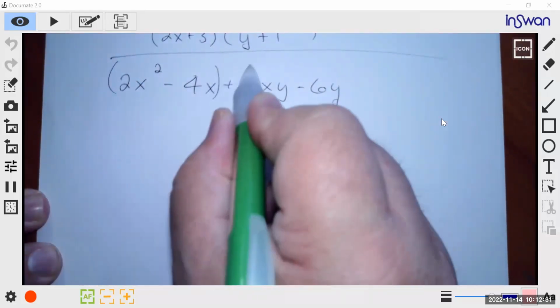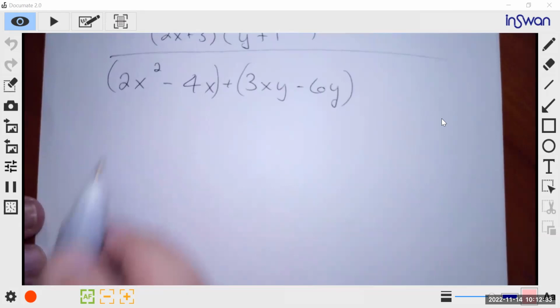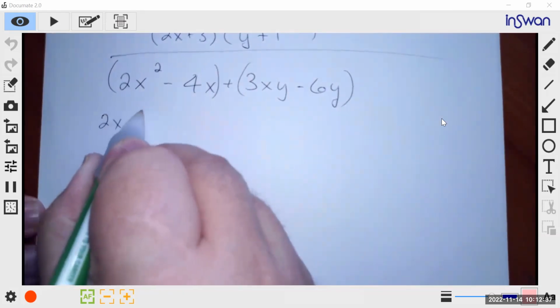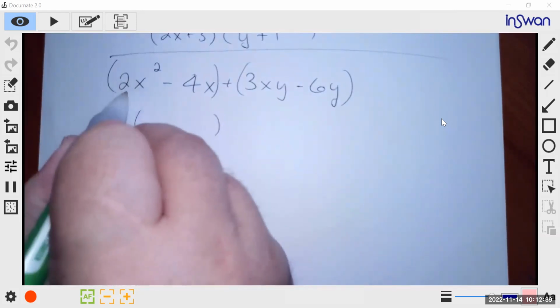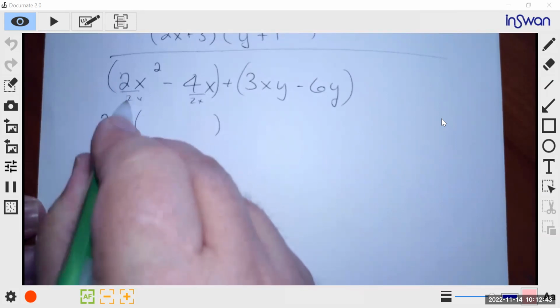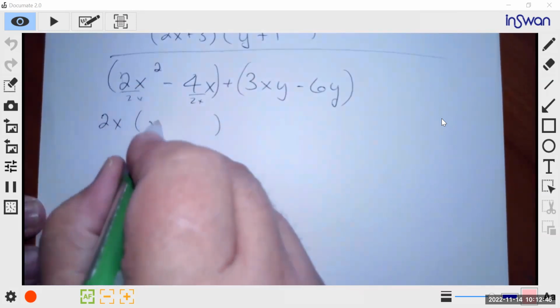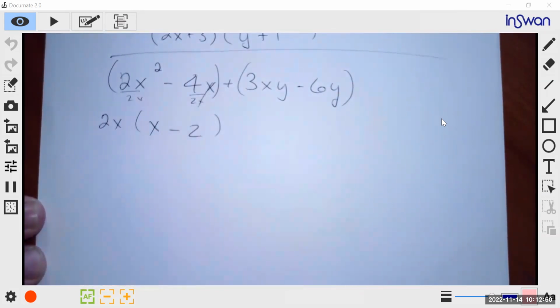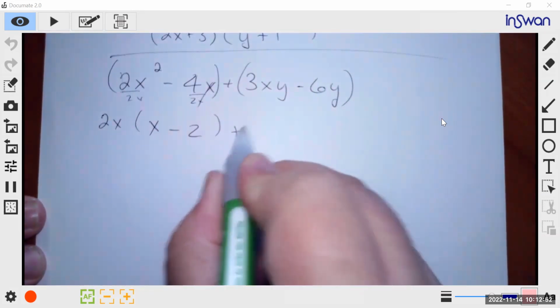So I put parentheses in the first 2 and the second 2. What does the first one have in common? So if I take out a 2x, if I divide both of these by 2x, the 2's are gone. x squared divided is this x. 4 divided by 2 is 2. The x's are gone. How about the second one?